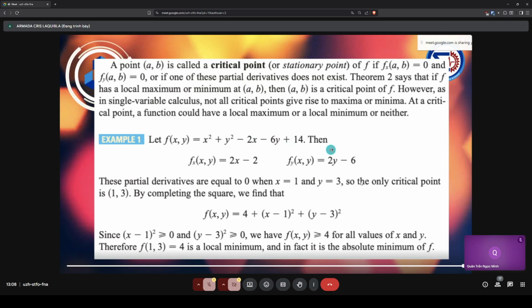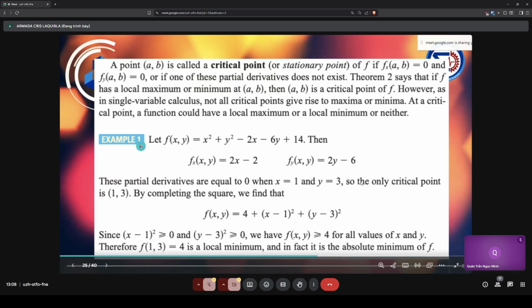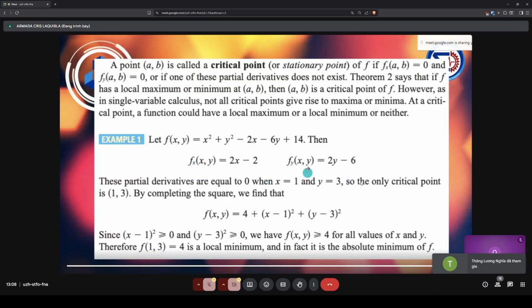For example, you have this function f of x,y, which is equal to x squared plus y squared minus 2x minus 6y plus 14. Then you have an f_x and f_y. For f_x, you have the derivative of this with respect to x. So that's 2x. Y squared is 0. Derivative of negative 2x is negative 2. The negative 6y and 14 are all zeros because they have no x's there, so the derivatives are zeros because they are considered constant.